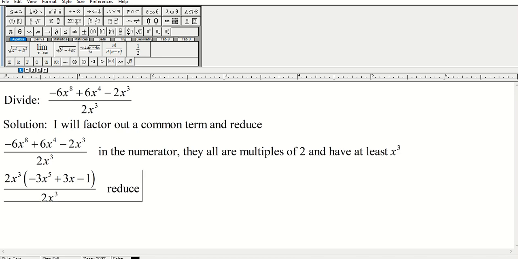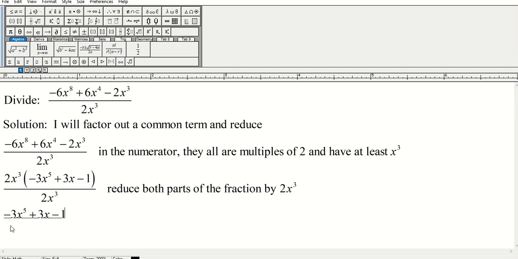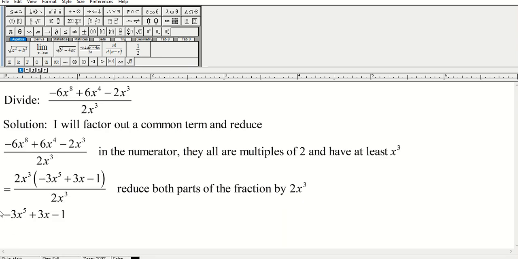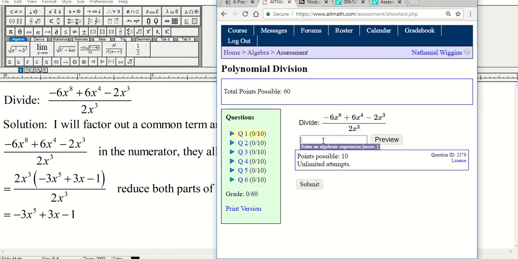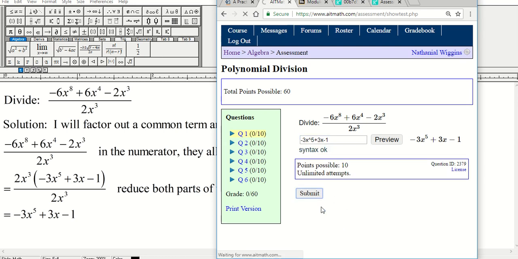So now we can reduce both parts of the fraction by this 2x cubed, right? And so what we're going to end up with is that's actually going to reduce to a 1. And that's going to reduce to a 1. And something over 1 is just itself, right? So then we're just going to get this. Okay? And so that's going to be my solution: -3x to the 5th plus 3x minus 1. And so I'm going to claim that works.